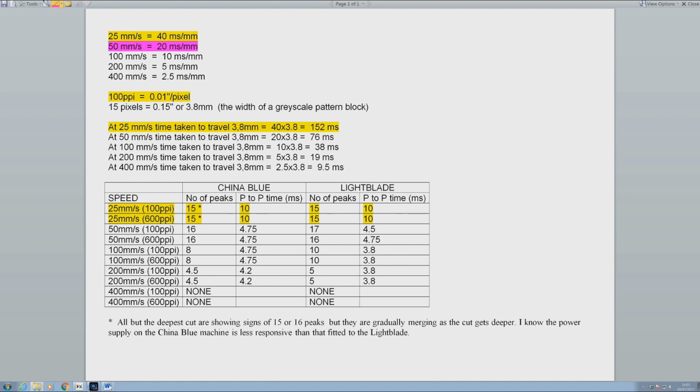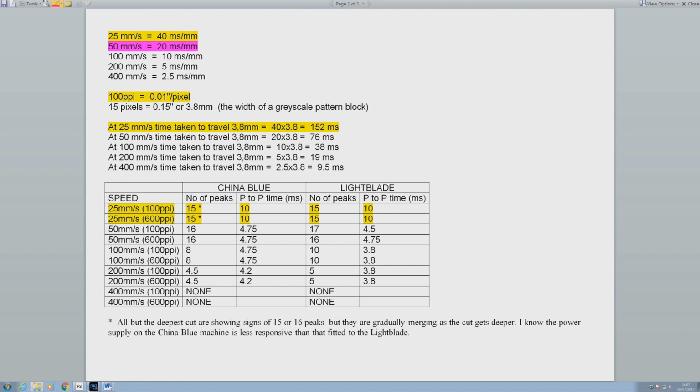Now I'm wondering whether we're hitting some sort of time barrier. Now that time barrier cannot be the response time of the two high voltage power supplies, because the light blade was far and away more responsive than the China Blue machine. And if that was the case, that it was able to respond to 600 pixels per inch, then I wouldn't be seeing exactly the same peak to peak time as I'm seeing on the China Blue machine. So I'm going to discount the power supply as being the cause of that time limiting wall that we've hit.